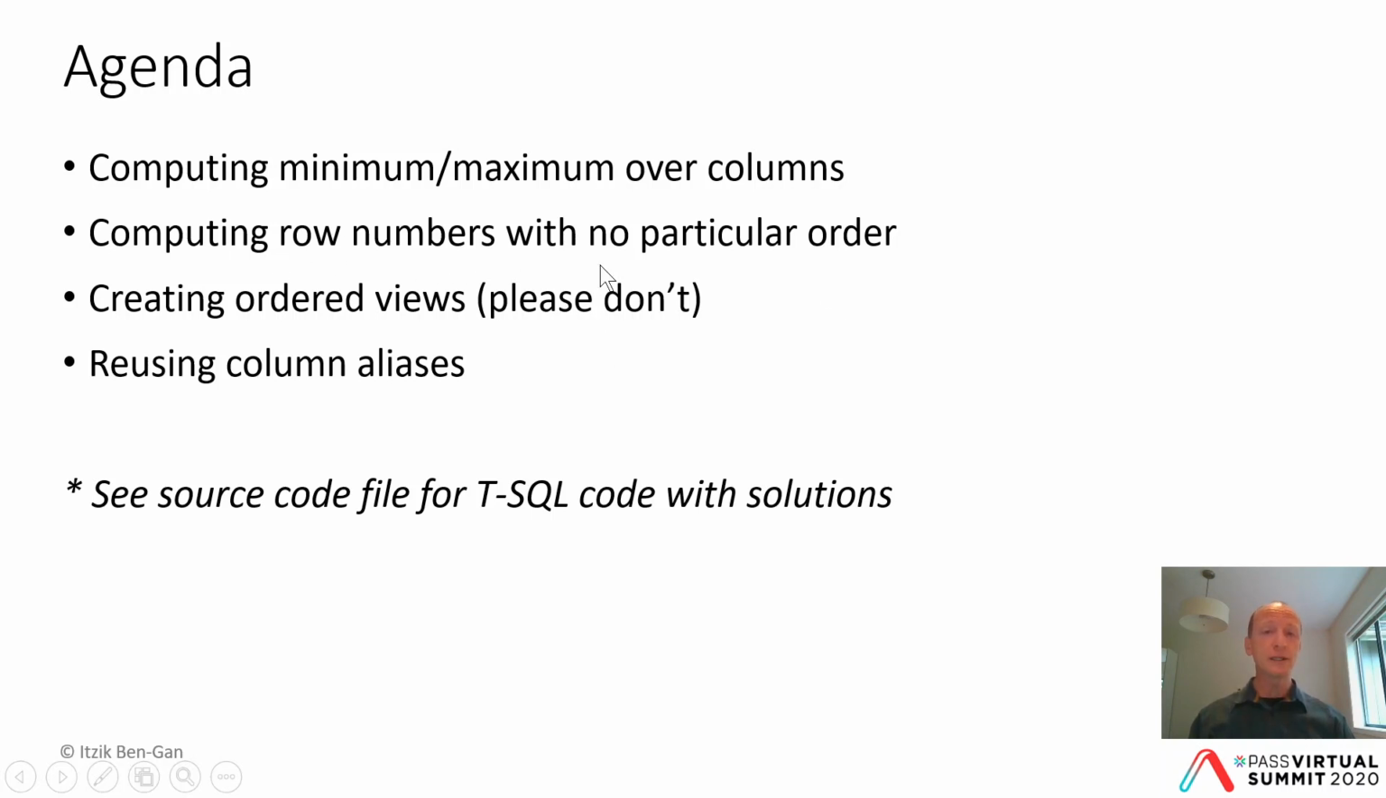Computing row numbers. Often we need to compute row numbers as well as other ranking functions based on some defined order. However, occasionally, even though not in the majority of cases, you just need to compute those row numbers with no specific order. And apparently, it's not so straightforward. So you need to come up with your own workarounds, and I'll provide some recommendations.